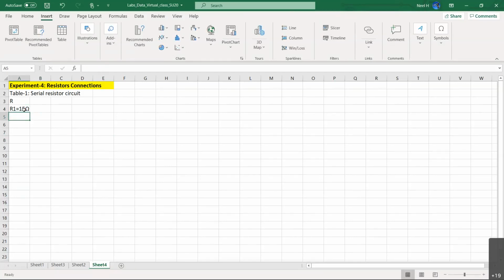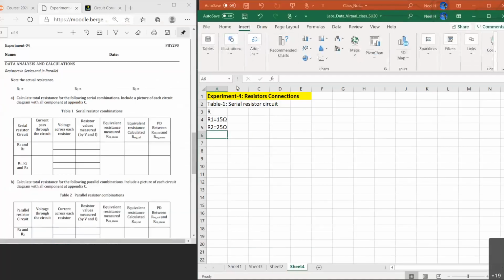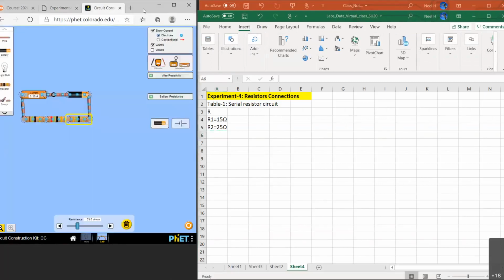So what I was telling earlier, set up the table according to the given table in the lab manual. So resistor number 1 is 15. Resistor number 2, we are using 25, right? Okay, and then we are studying that resistance circuit first, right? The first circuit is only between resistor R1 and R2.